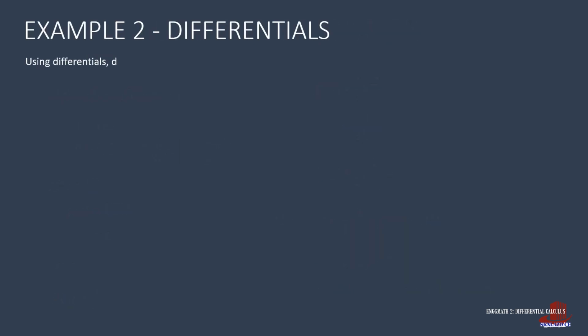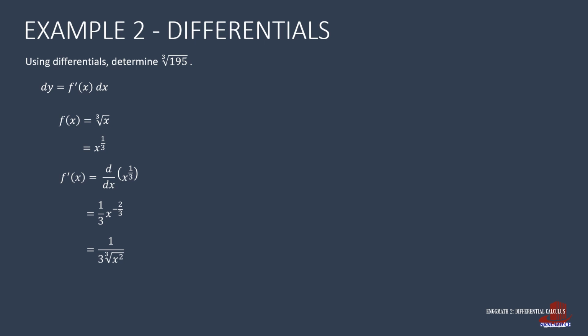Using differentials, we work with the same cube root of 195. To complete the general formula for dy, take the function of x as the cube root of x, also written as x raised to 1/3. F prime of x is its derivative, which becomes 1/3 of x raised to negative 2/3, also written as 1/3 times the cube root of x squared. This completes the dy equation.